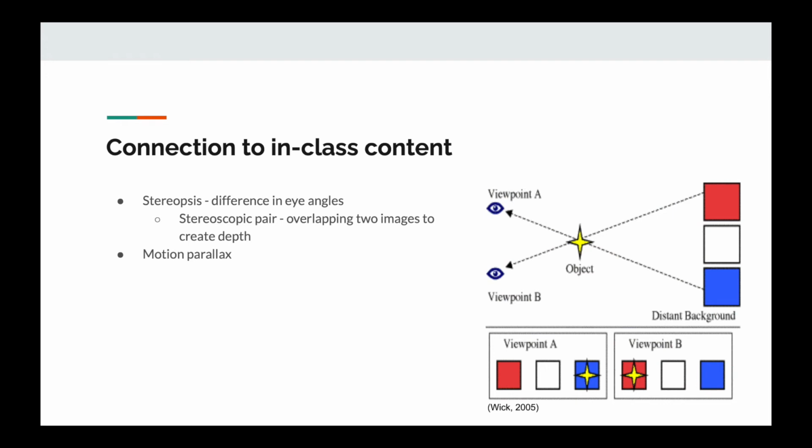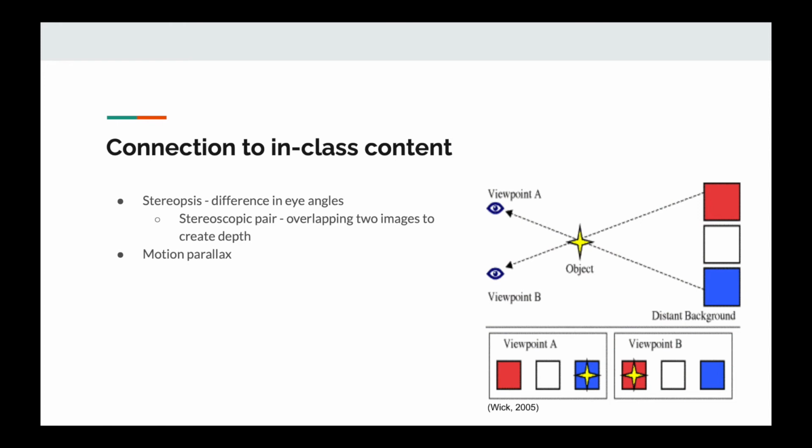So that is overlapping two images to create depth. I'll talk about this in two sides, but basically it is creating an image to make it look like there's depth. So when you were younger, you probably had those 3D glasses where there was one side that was red and another side that was blue, and then you would look through those glasses.